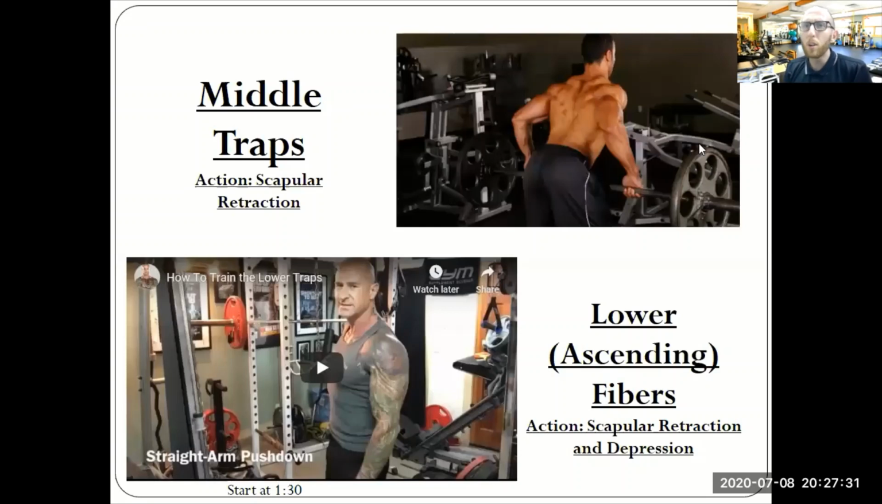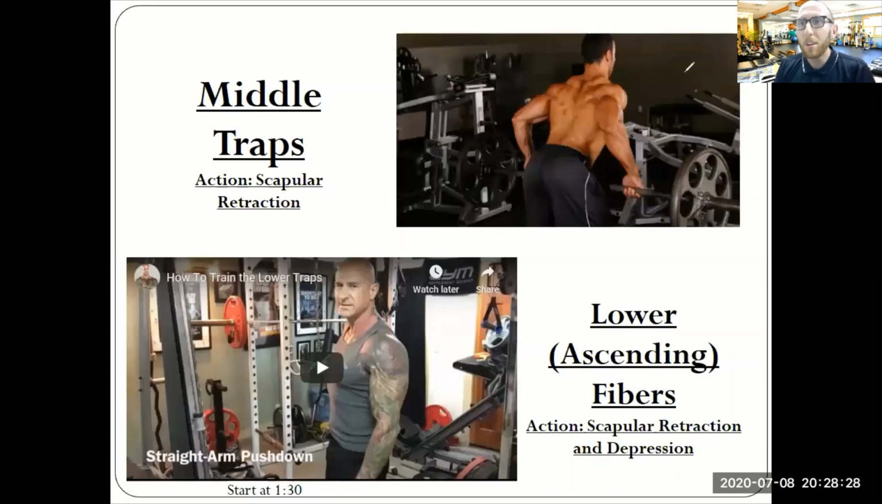Now, if you wanted to work more middle traps, and I'm abbreviating traps for trapezius, you definitely want to spell it out on the exam. The middle traps we know run horizontally or straight across. So what he's doing is just a straight row where he pinches his shoulder blades back. He's doing scapular retraction, not elevation, not depression, because the action of the middle traps is scapular retraction. He's following the fibers and he's doing the action with some weight to stress and contract those muscles.